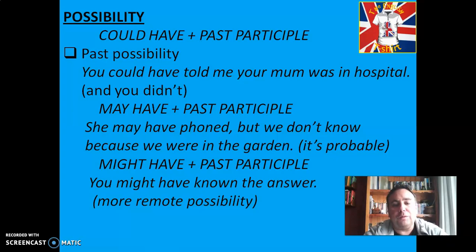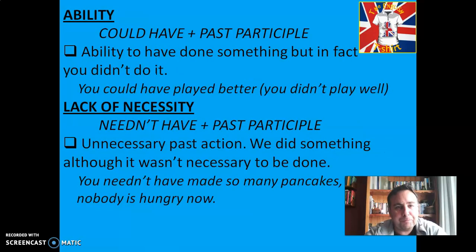She may have phoned, but we don't know because we were in the garden. Ella puede haberme llamado, pero no lo sabemos porque estábamos en el jardín. It's probable. Might have plus participle. You might have known the answer. Tú podrías haber sabido la respuesta. It is a more remote possibility.